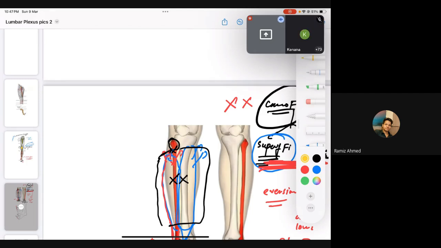Which compartment of muscles is supplied by the superficial fibular nerve? The lateral part of the leg. Perfect. And what's the function of that lateral compartment of muscles? Eversion of the foot. Yes, eversion, that's perfect. I think you guys have done this module, so perfect. You guys are answering me. I'm so proud of you guys.